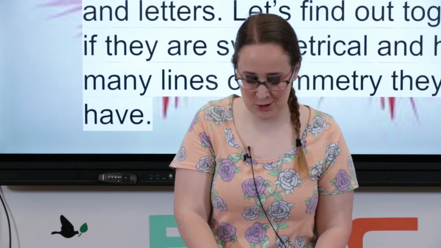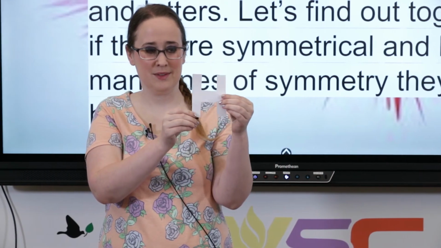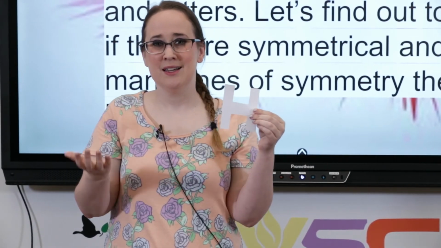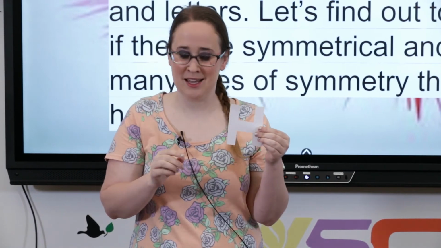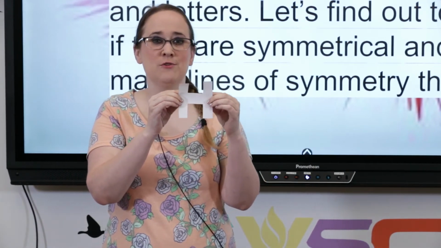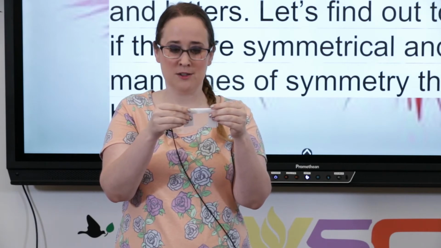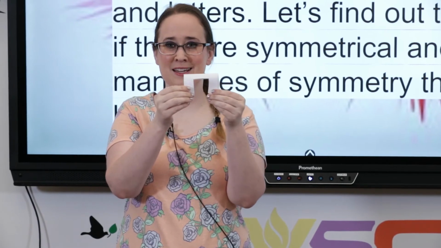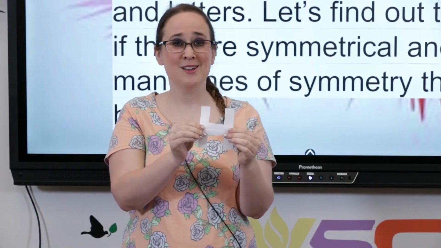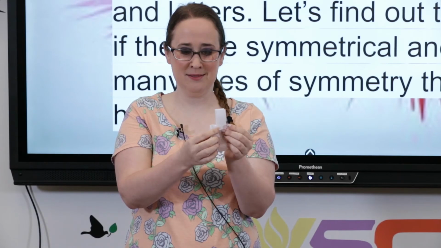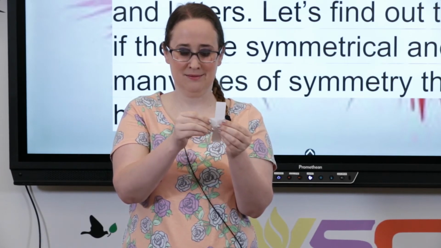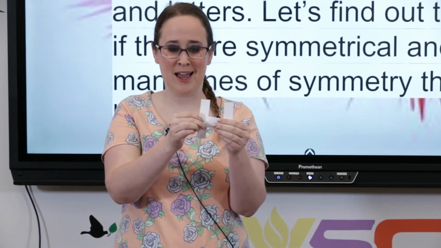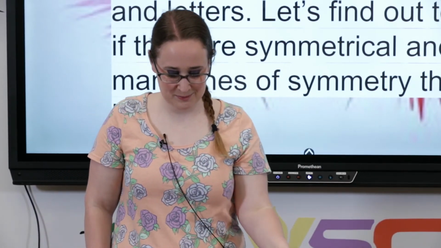Let's look at the letter H. With the letter H, you can actually fold this in more than one way. Some shapes and objects have more than one line of symmetry. You can actually fold this one horizontally. Matches up, it kind of looks like a little table. You can also fold this vertically. Just like this, it matches up perfectly. So the letter H has two lines of symmetry.